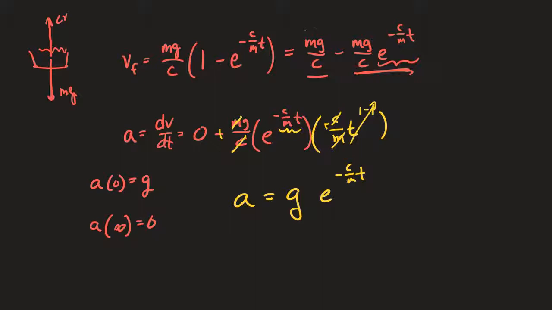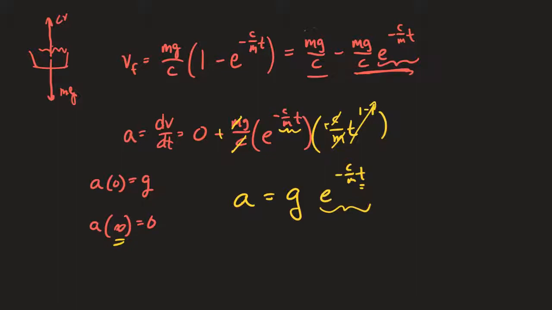Let's check to see if it fits my requirements. At time 0, this entire term is 1. That's good news, because that means at time 0, the acceleration is g. All right, so at a long time from now, infinity, this entire term goes to 0. It's great. It's exactly what I thought it would be. So what does this graph look like? I'm not joking. I want to know what this graph looks like.